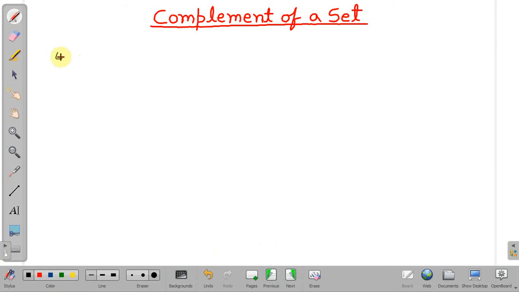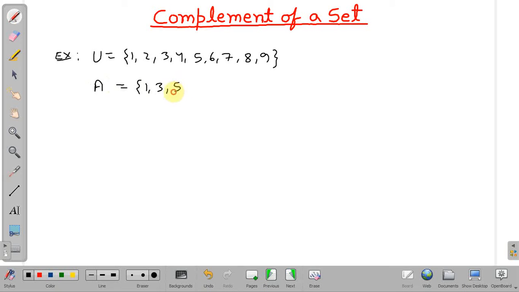So if we try to understand this by an example, suppose the universal set is given as 1 2 3 4 5 6 7 8 9. Okay, so it is the set of natural numbers up to 9, and set A is given as 1 3 5 7 9. So set A is the set of all the odd numbers up to 9. Okay, so what will be A complement?